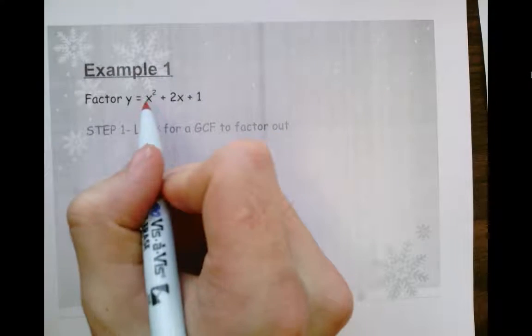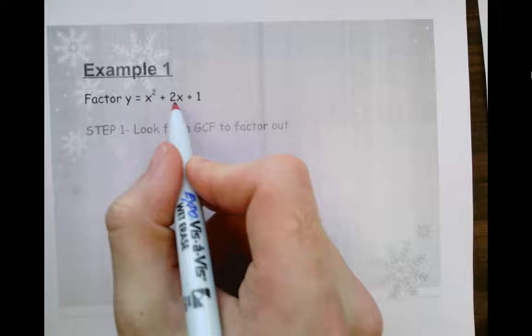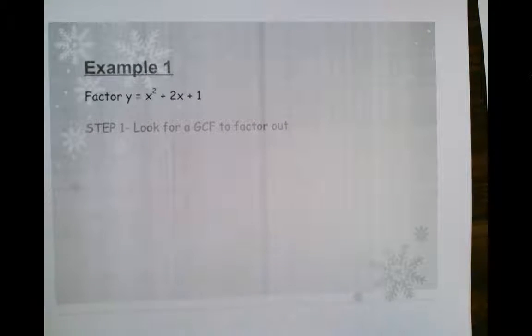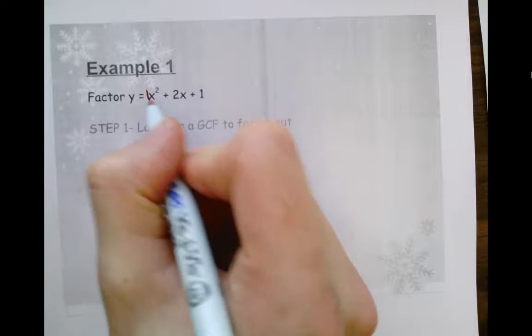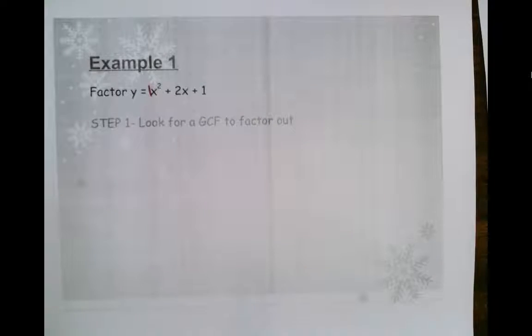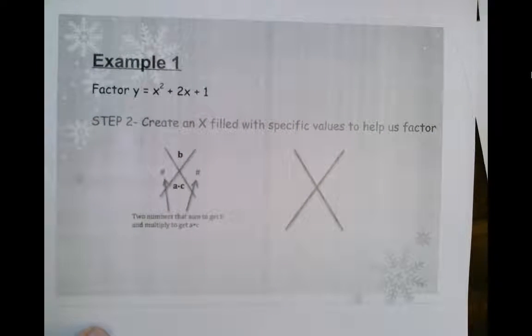So I'm going to look at the A value, the B value, and the C value and see if there's anything that I can remove, some factor that they all share. If I'm looking at these, I have 1, 2, and 1. Looking at those, there's nothing that they all share. There's no greatest common factor, so there's nothing that I'd be able to do quite yet.